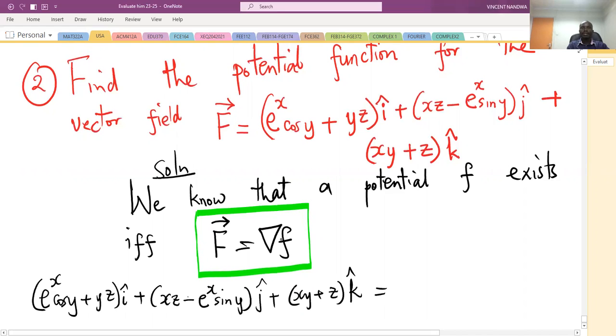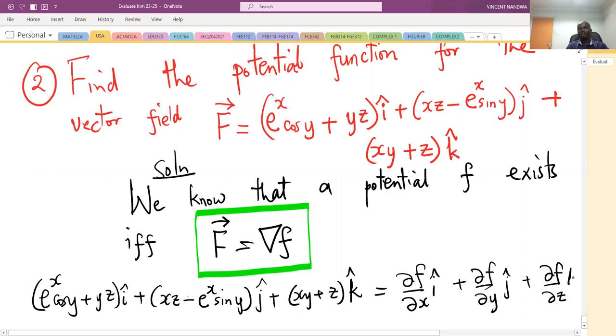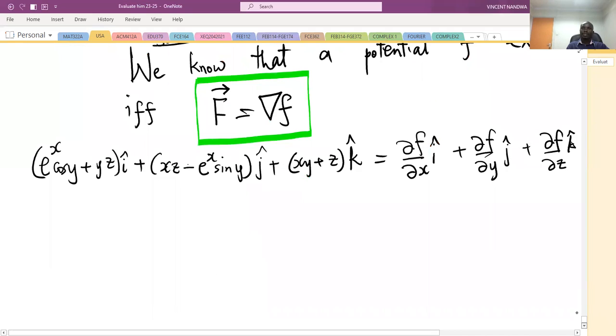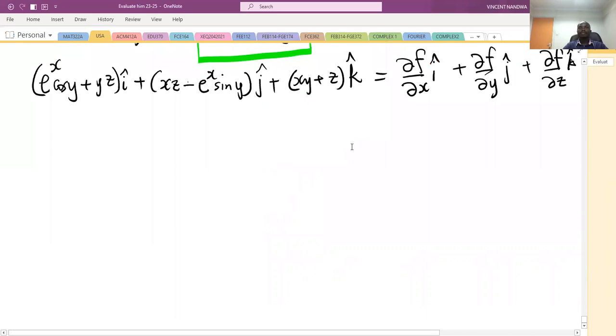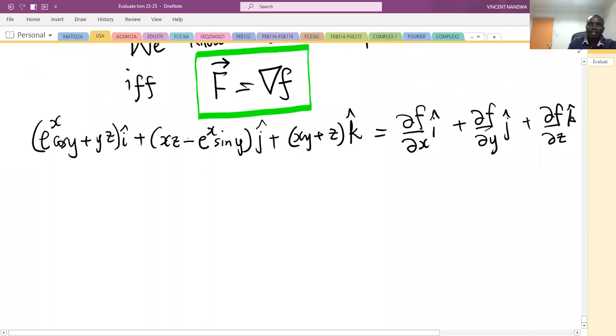So the gradient of the potential, which is the same as partial f partial x i plus partial f partial y j plus partial f partial z k. So that's what we have, by this definition here. So we create components of i, j, and k so that this vector equality makes sense.